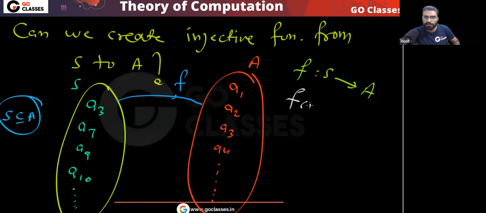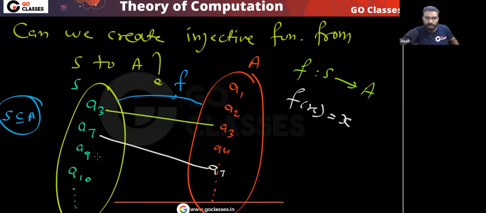See, very simple. f(x) equal to x. Just consider f(x) equal to x. Yes or no? Very good. So you can see A3 mapping to A3, A7 mapping to A7, A9 mapping to A9, A10 mapping to A10. Yes or no? Is this clear? Please tell me. Okay, and so on.